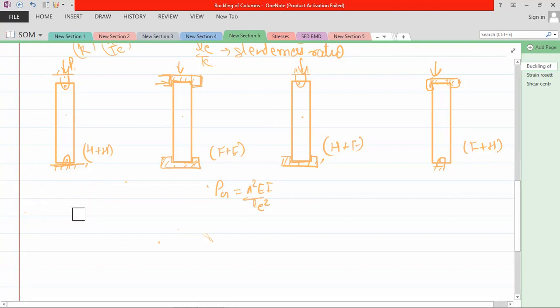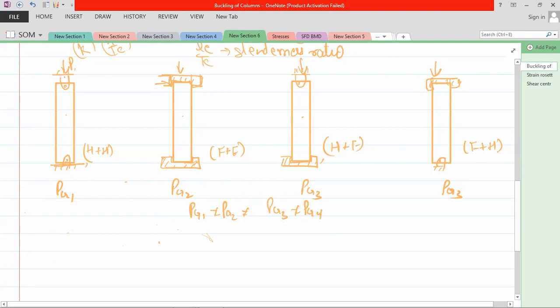Let me write it like this. For P critical, suppose this is your 1, P critical 2, P critical 3, and P critical 4. If your length, moment of inertia, and elastic properties are all the same, then your P critical is different for all the configurations. That means P critical 1 is not equal to P critical 2, is not equal to P critical 3, is not equal to P critical 4. Now how can you find the value? So just remember these things.